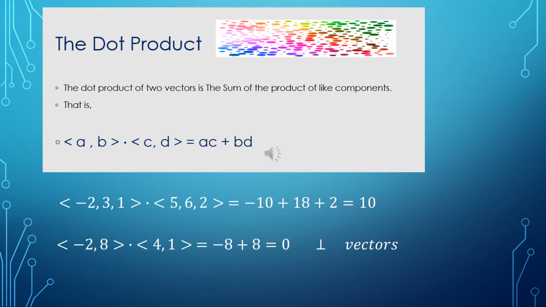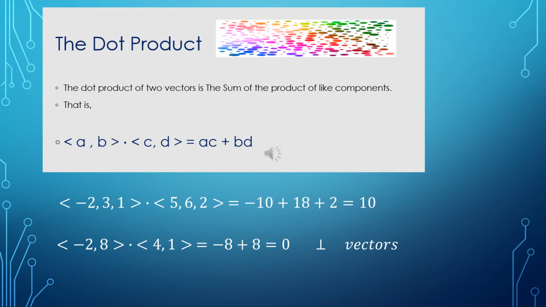So if I'm dotting two vectors, I multiply the x components together, I multiply the y components together, and I add them. So a times c plus b times d is the dot product of these two vectors that are in R2. If I was in 3 dimensions, I do the same thing, but I'm going to add the product of the z's. If I was in 4th dimensions, I would do the same thing, but I would add the product of the z's and the 4th dimension, etc.